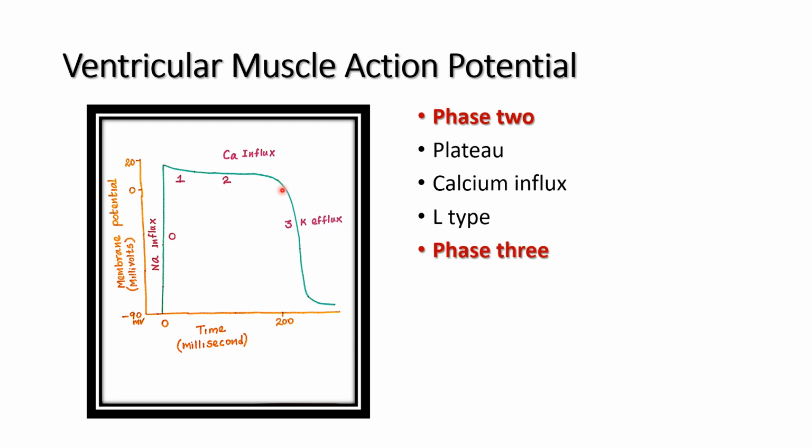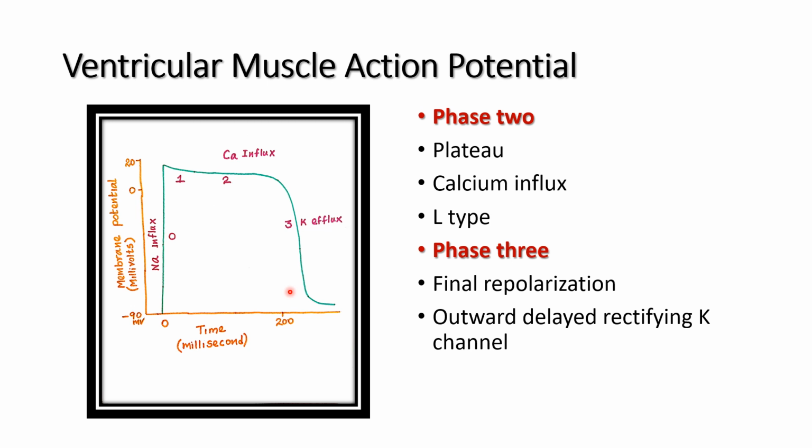Phase 3 is called the final repolarization. It is due to potassium efflux. The potassium is moving out through the outward delayed rectifying potassium channel. It is due to the potassium leaving the cell through the outward delayed rectifying potassium channel.